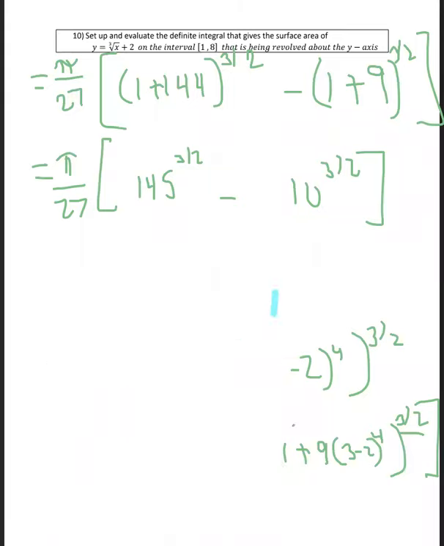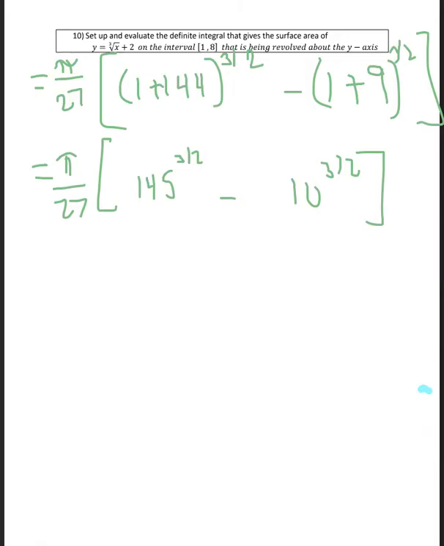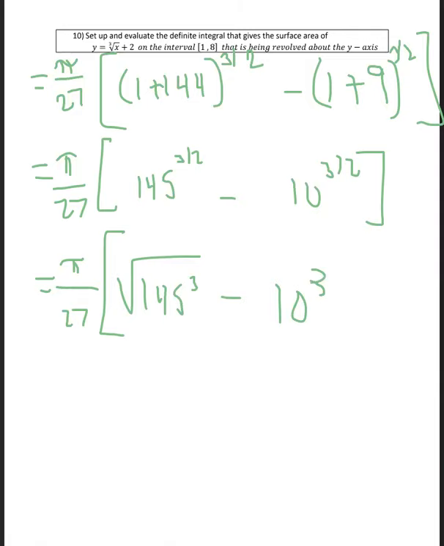So the final piece of work that we have to keep in mind when we're doing this is how to represent anything to the 3 over 2. When I look at this, I actually think it's easier, this is a unique one, to represent it as 145 cubed, square rooted, minus 10 cubed, square rooted. I mean, 145 cubed, the square root of that. I said squared instead of square root.